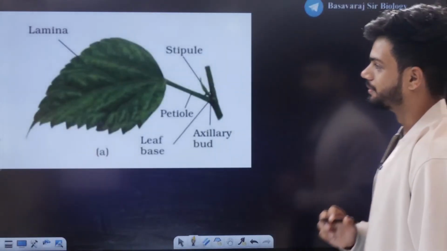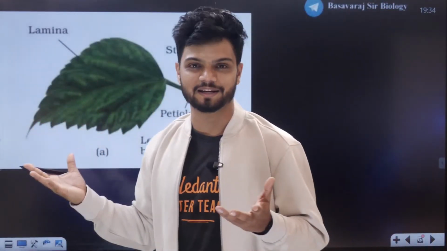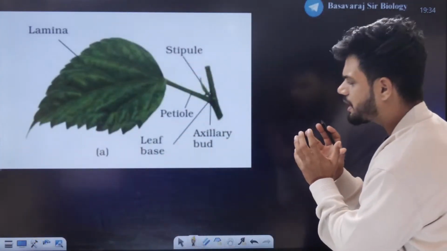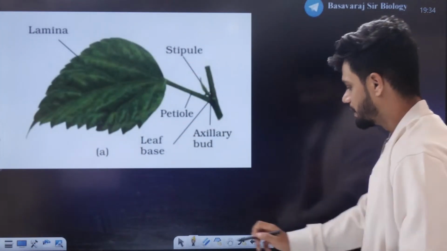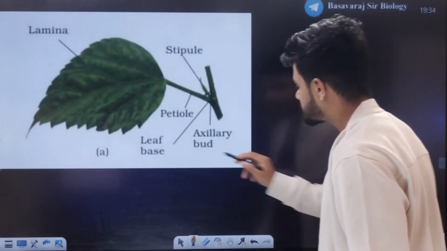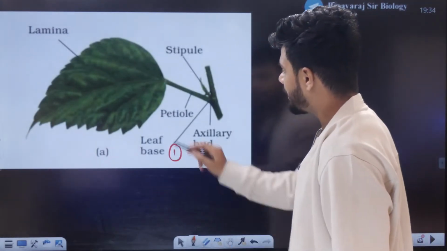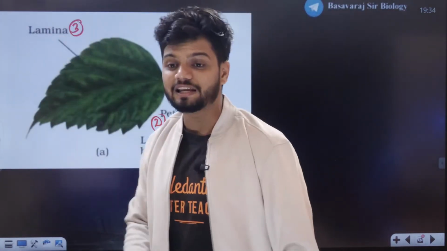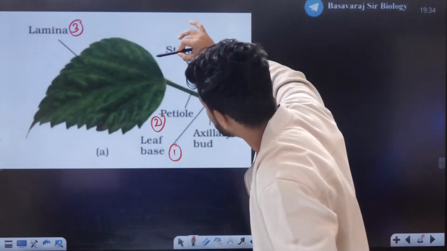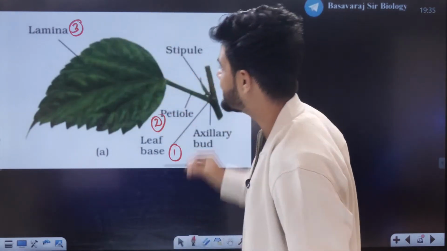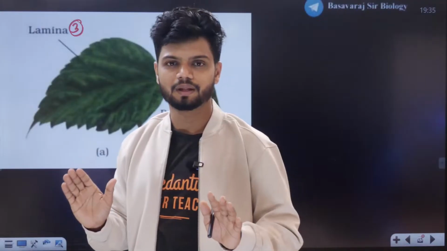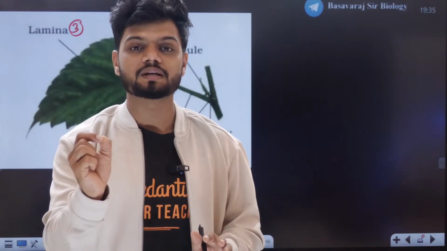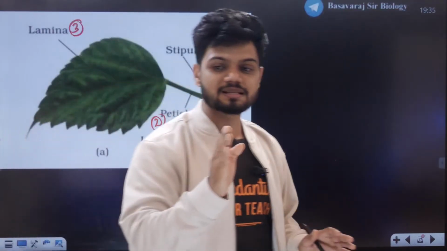Now, the next diagram is called a leaf diagram. Now here I'll ask you questions. Ready? There are 3 main parts here actually. The first part is called the leaf base. The second part is called the petiole, and the third main part is called the lamina or leaf blade. Can you see? This entire thing is called the lamina or leaf blade. Now the question is very simple. Tell me which region of the leaf is responsible for photosynthesis at a higher level. Which one?